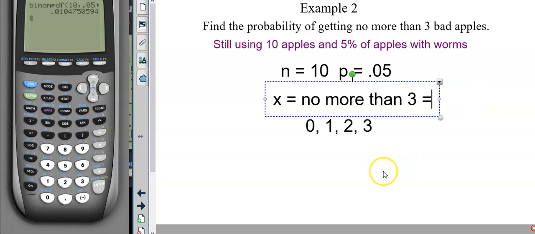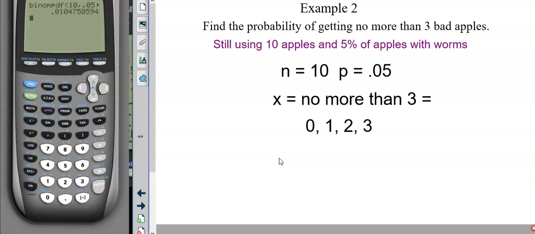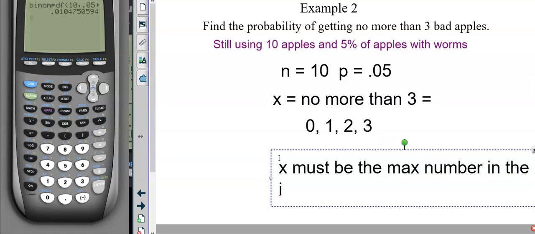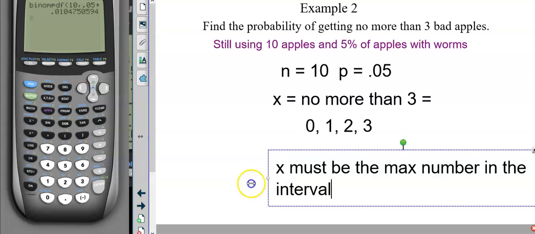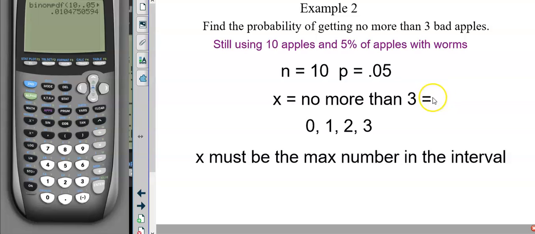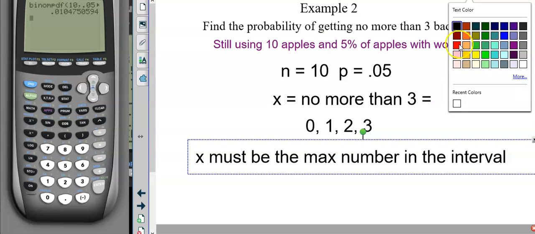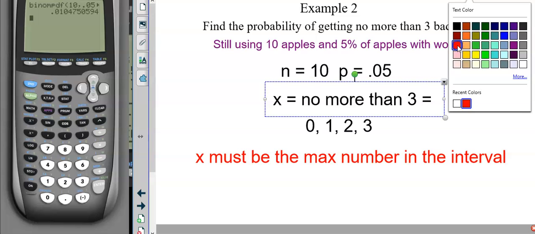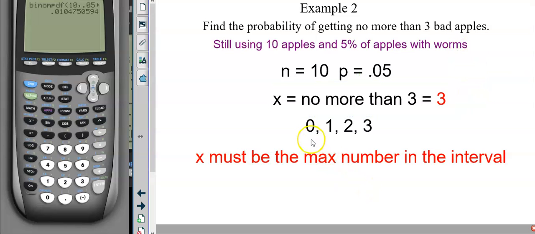And let me put this here real quick. I'll put it underneath. X must be the max number in the interval. So it can't be 0. It can't be 1 or 2. The max number is 3 here. So in order for that to be, let me change this color to red. And I'm going to put red here too. So the max number has to be what's there. So between 0, 1, 2, and 3, because there's no more than 3. 0, 1, 2, and 3. 3 is your max number.